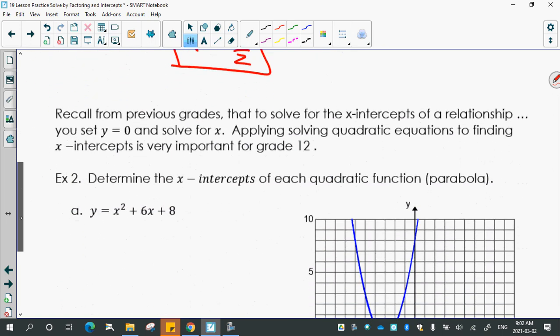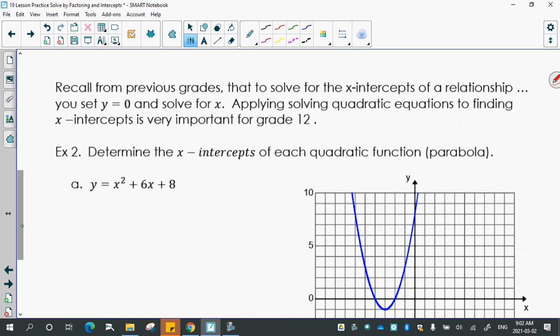All right, recall from previous grades that to solve for the x-intercepts of a relationship, you set y equal to 0 and solve for x. Okay? X-intercepts, again, I did a little review from grade 10 up here already. X-intercepts are the places that the graph touches the x-axis.